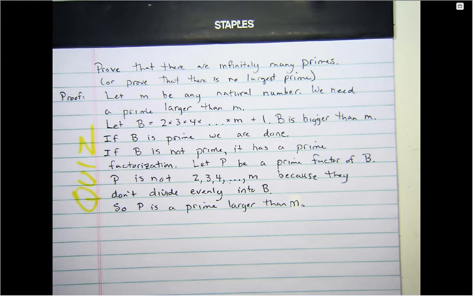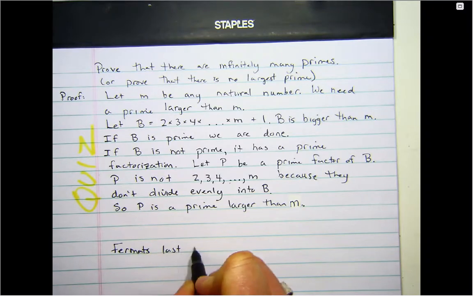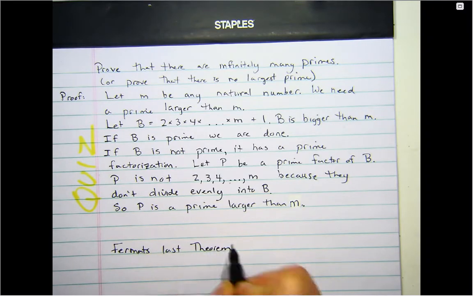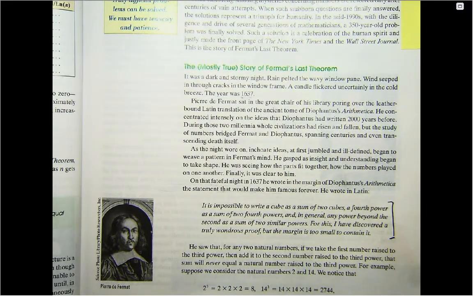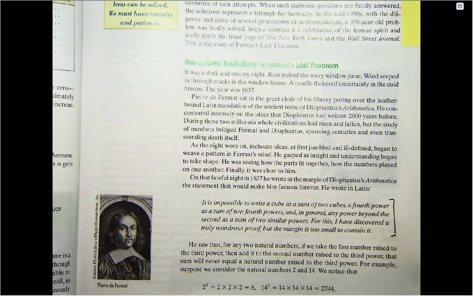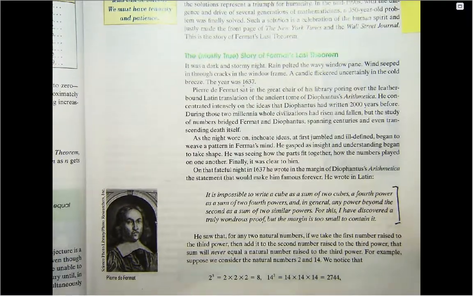So we have 3 different ideas in this last section of this chapter. The first is Fermat's last theorem. And what is it saying? Let's look at it again. It is impossible to write a cube as a sum of two cubes, a fourth power as a sum of two fourth powers, and in general, any power beyond the second as a sum of two similar powers.